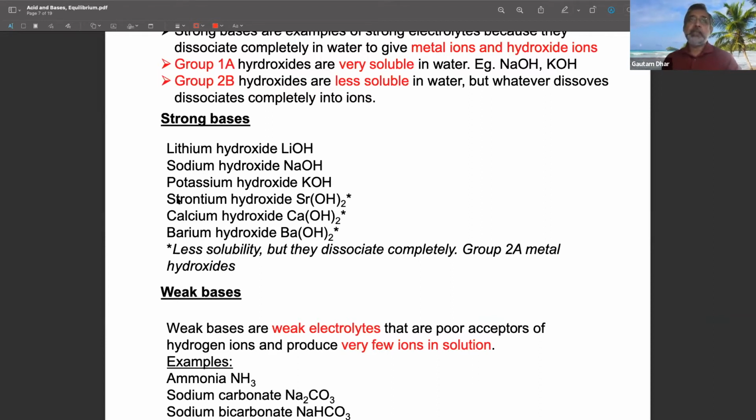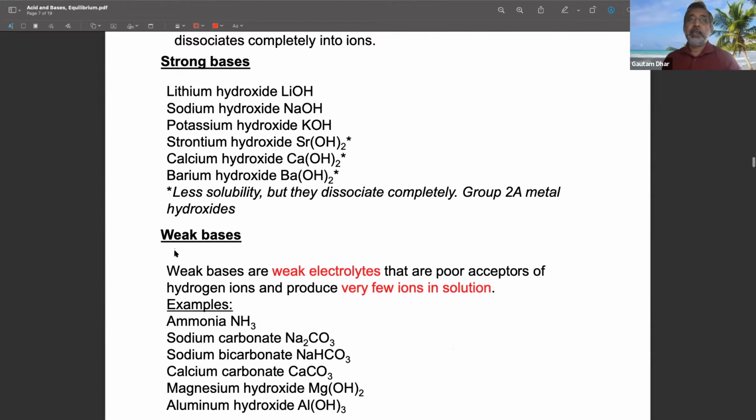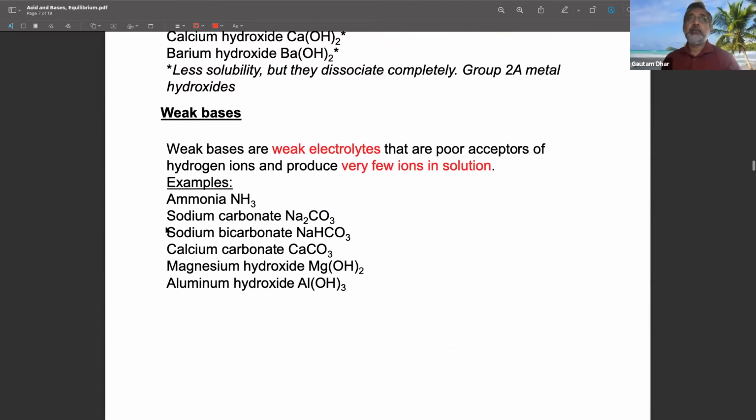Okay, and the group 2 hydroxides are used as antacids, and the rest are weak bases. Mainly, you will see magnesium hydroxide, aluminum hydroxide, and sodium carbonate, sodium bicarbonate, calcium carbonate. These are also weak bases, and we use them as antacids too. Okay, calcium carbonate, Tums tablet. So that is what it is.